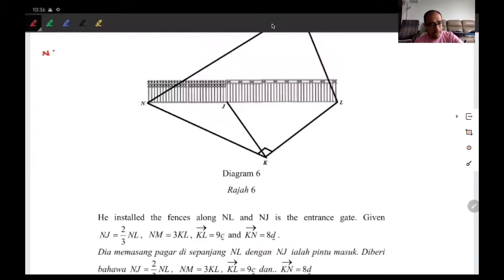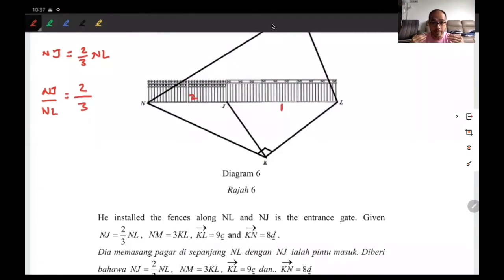Whenever you see this, go immediately: 2 over 3 NL. I'm going to bring NL down. So NJ over NL is 2 over 3. So NJ is 2 parts and NL is 3 parts. Therefore, JL is 1 part.